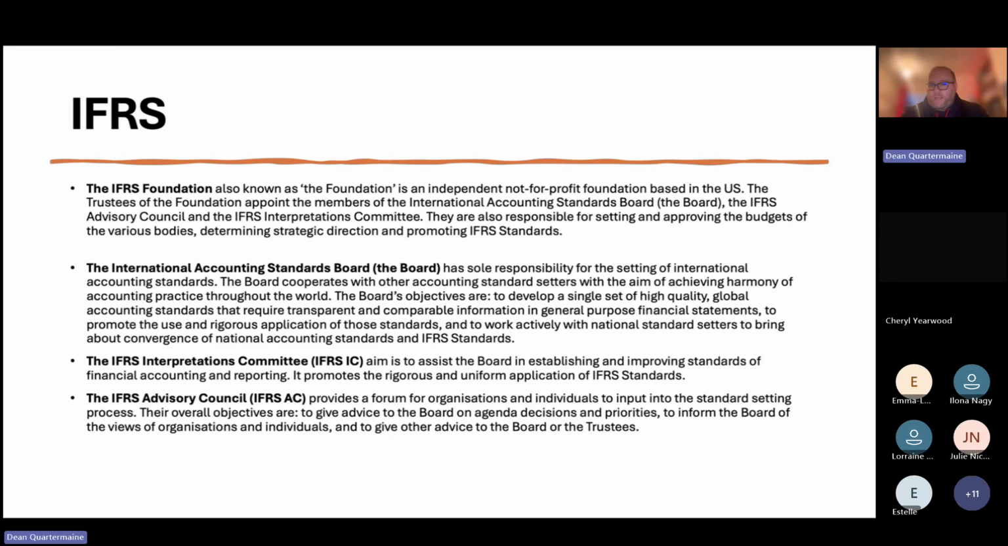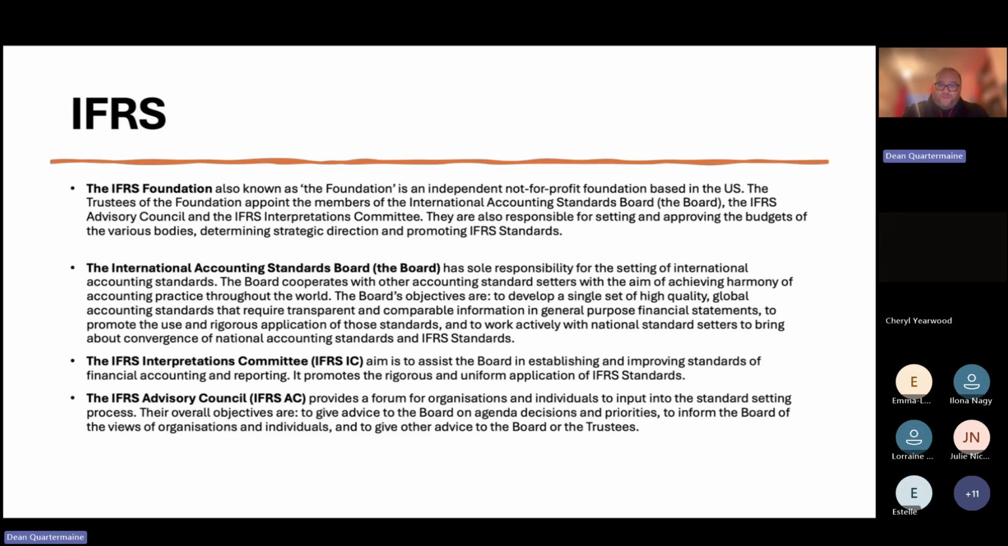The American market does things one way, we do it a different way. Australia does it a different way altogether. Canada might do it in a different way. The French do it in a different way. And what we're trying to do is get harmony across the world around how financial information should be reported. So the overall objective of the Standards Board is to develop a single set of high quality global accounting standards that require transparent and comparable information in all general purpose financial statements.